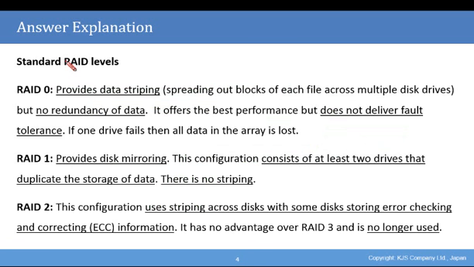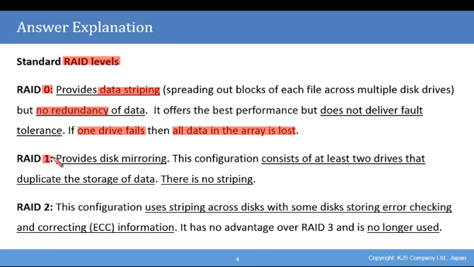So now let's look at some of the RAID levels. First of all, let's look at RAID 0. This provides data striping, spreading out blocks of each file across multiple disk drives. However, this provides no redundancy of data. It offers the best performance, but does not deliver fault tolerance. If one drive fails, then all data in the array is lost.